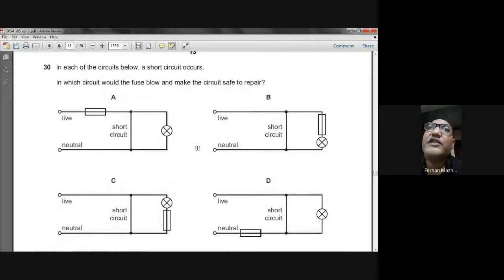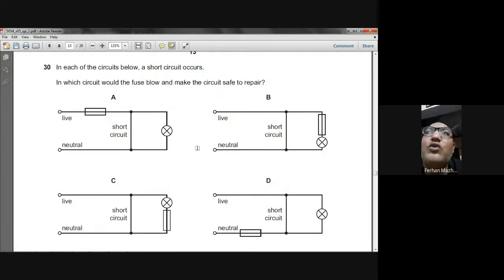Question number 30. In each of the circuits below, a short circuit occurs. In which circuit would the fuse blow and make the circuit safe to repair? Remember this thing: the fuse, the switch, and the circuit breaker, they all should be connected in the live wire.